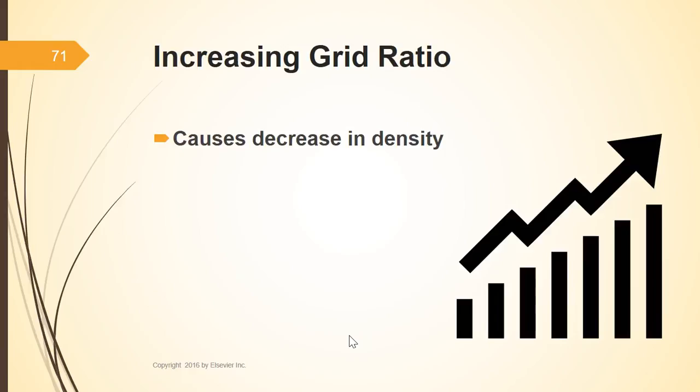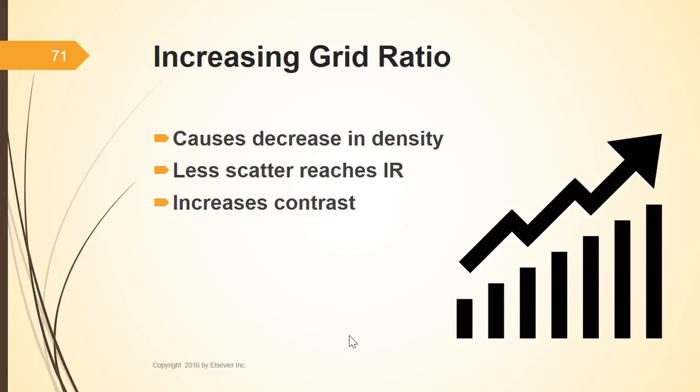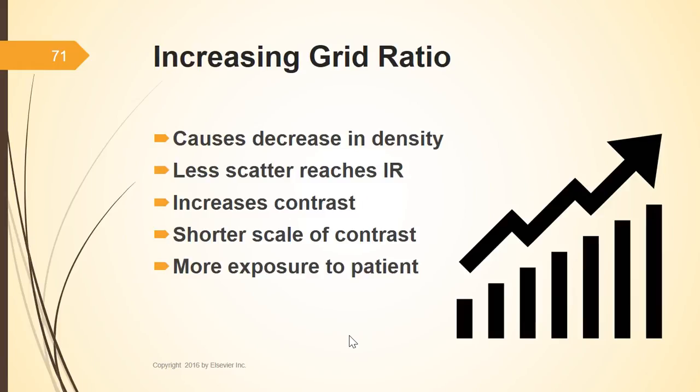So increasing our grid ratio creates a decrease in density, and because of that loss of density, there's less scatter that reaches the IR, which increases our contrast, or a shorter scale of contrast. And although you have increased the quality of the image, you've actually also exposed your patient to more. All of those factors must be considered when changing grid.